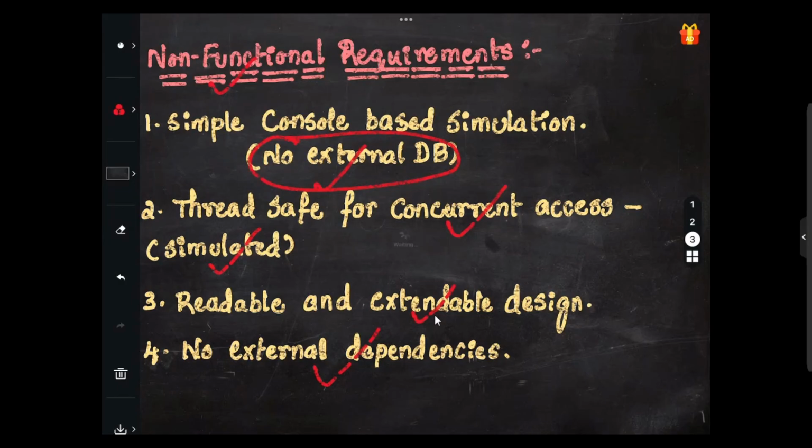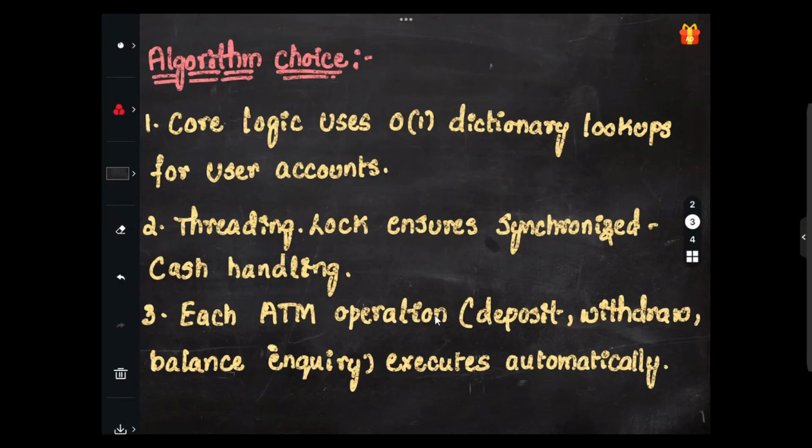Now, as we have the functional as well as the non-functional requirements, we can go with the algorithm choice. This is one of the best algorithms that I found to go with. The core logic uses O(1) dictionary lookups for the user accounts. So we'll be making use of dictionary lookups, O(1), for the user accounts.